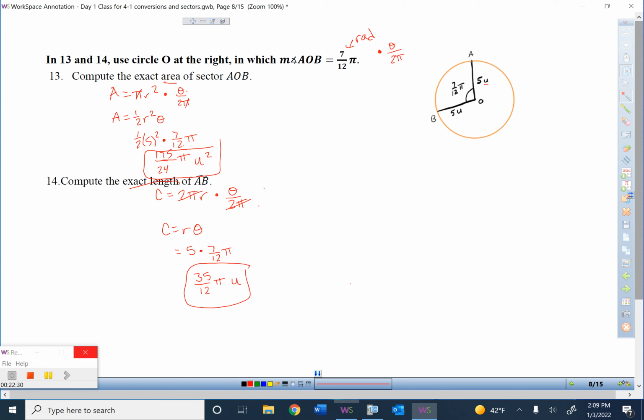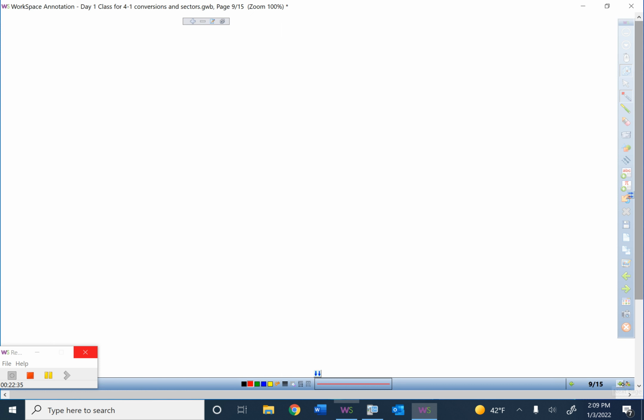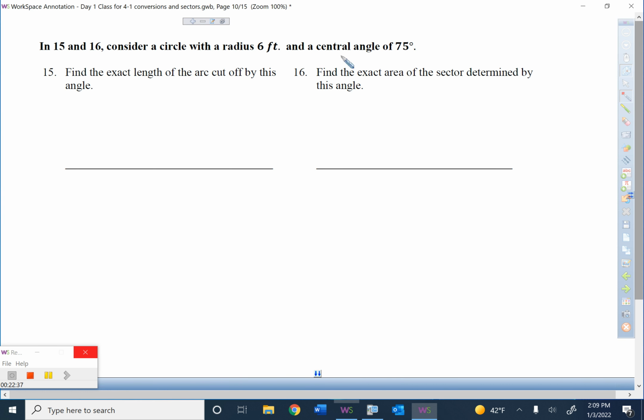All right, let's check out another one like that. This time we are given a central angle of 75 degrees. It doesn't give us a picture, but it gives us all the information, so we really don't need a picture. But because of these degrees, we're going to use theta over 360. That's always what you want to look for first, is the central angle. Let's make a note of that so we don't forget. Find central angle label, because that's going to tell us what to tack on the end.